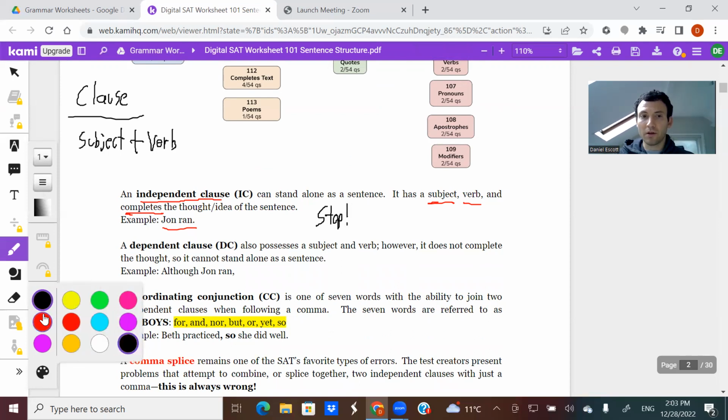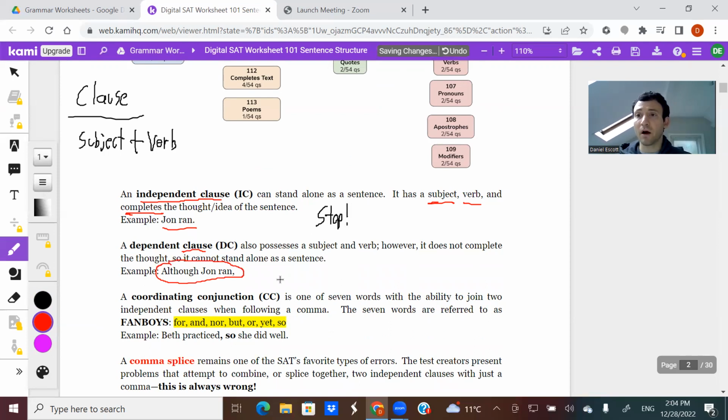A dependent clause has a subject and a verb because it's still a clause, but the idea isn't necessarily complete. An example of that would be although John ran, right? I still have John and ran, subject verb, but I haven't completed my idea because of although. Although is what's called a subordinating conjunction. We'll talk about those in just a moment. But essentially, if you put a word like although out front at the beginning of your independent clause, it's going to become dependent, right? It's although John ran, comma, and then it's dependent on the second part, the part after the comma, to be an independent clause and to give you an actual sentence.